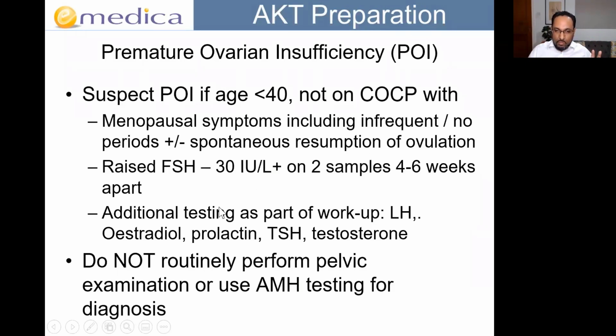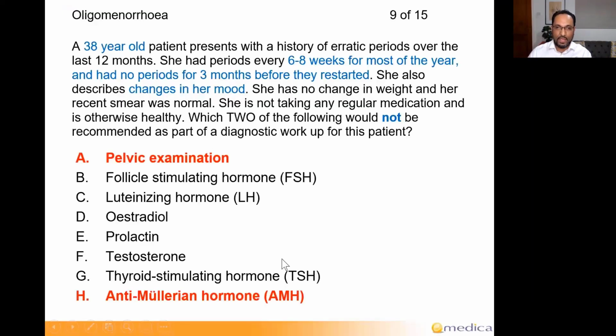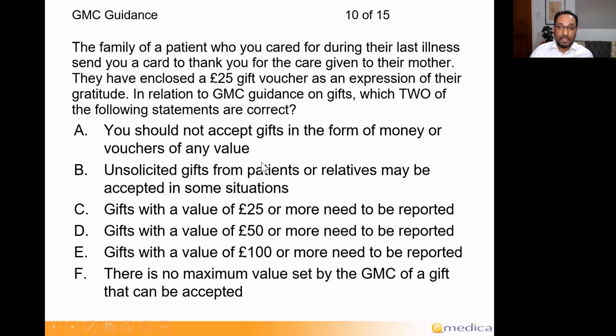So investigations that might show some findings. FSH might be raised, okay, 30 plus, on 2 different samples, at least 4 weeks apart. Other things that you might do: LH, okay? Estradiol, prolactin, TSH, testosterone. These all are in the guideline as possible things to do in your workup. Whereas what you shouldn't routinely do is pelvic examination or AMH to help you make that diagnosis. Again, looking at and working out, what am I looking for? What's in the first step? Premature ovarian insufficiency, okay?